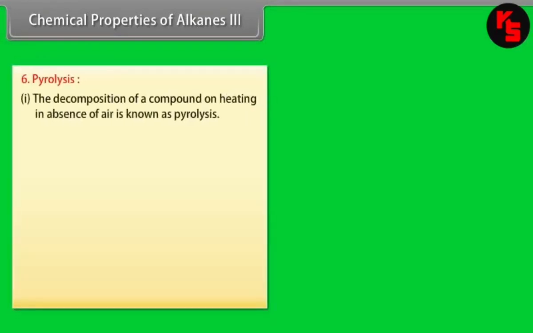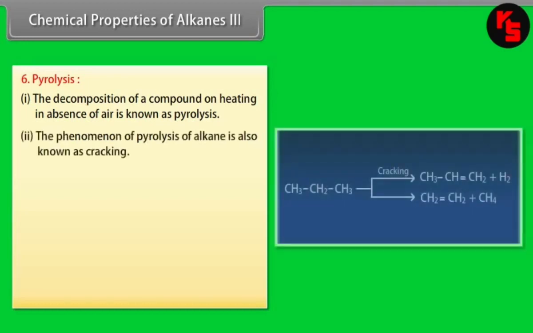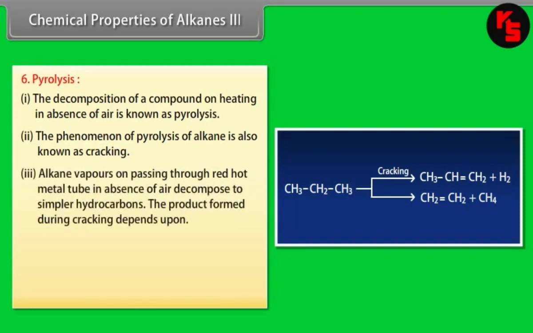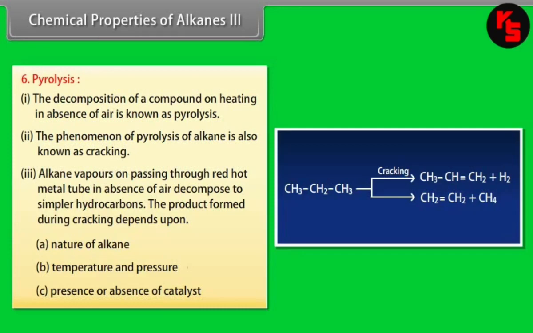Pyrolysis. Number 1. The decomposition of a compound on heating in the absence of air is known as pyrolysis. Number 2. The pyrolysis of alkanes is also known as cracking. Number 3. Alkane vapors, on passing through a red-hot metal tube in the absence of air, decompose to simpler hydrocarbons. The product formed during cracking depends upon: A, the nature of the alkane; B, temperature and pressure; C, the presence or absence of a catalyst. Here is an example of cracking.